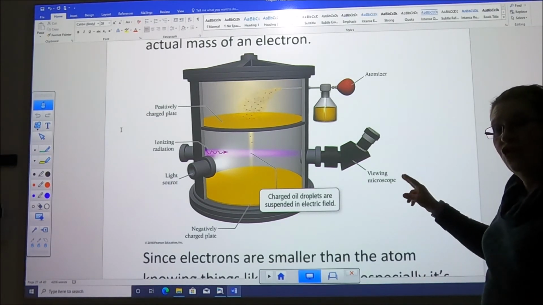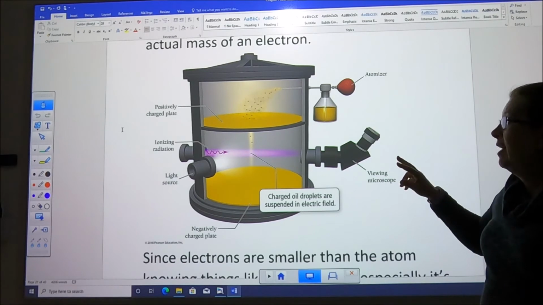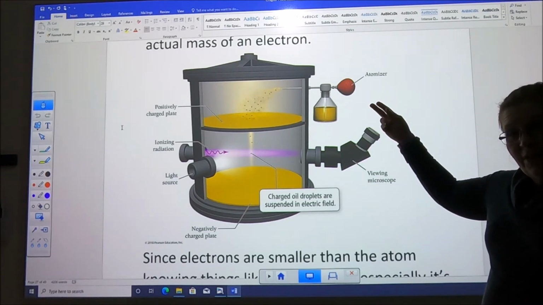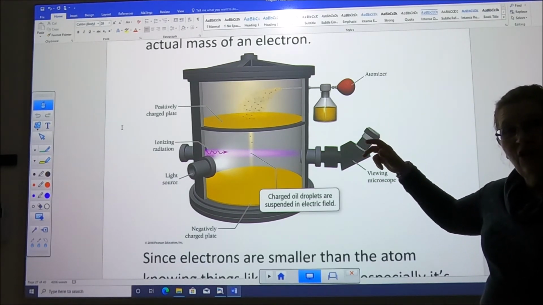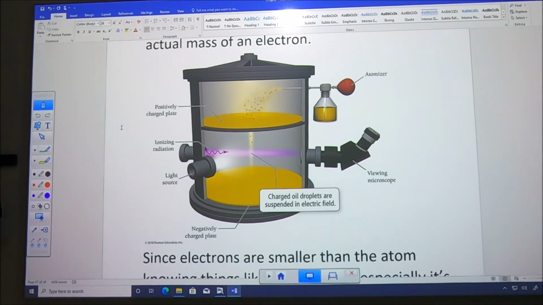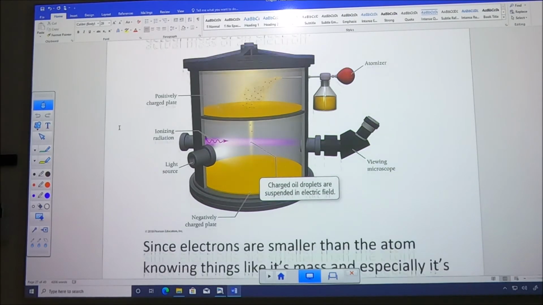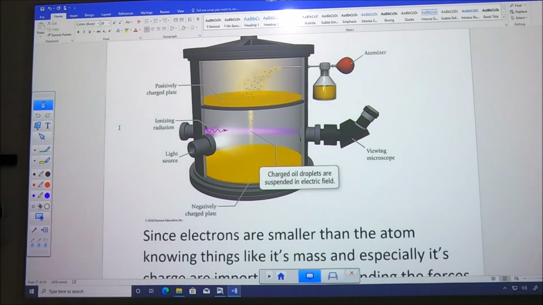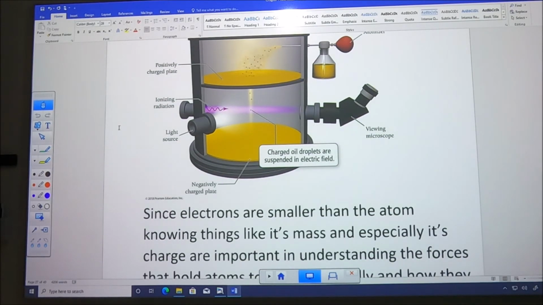Once he calculated the charge of an electron, he was able to use Thomson's mass-charge ratio to calculate the mass of an electron. So Thomson finds the electron. Millikan, through experimentation, was able to determine the charge and then the mass of an electron. And so now we have something very, very tiny that's somehow part of all matter. It's much smaller than the smallest atom known.